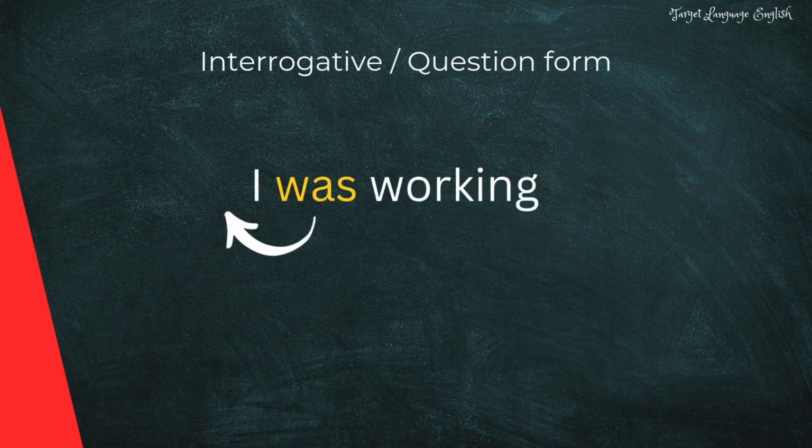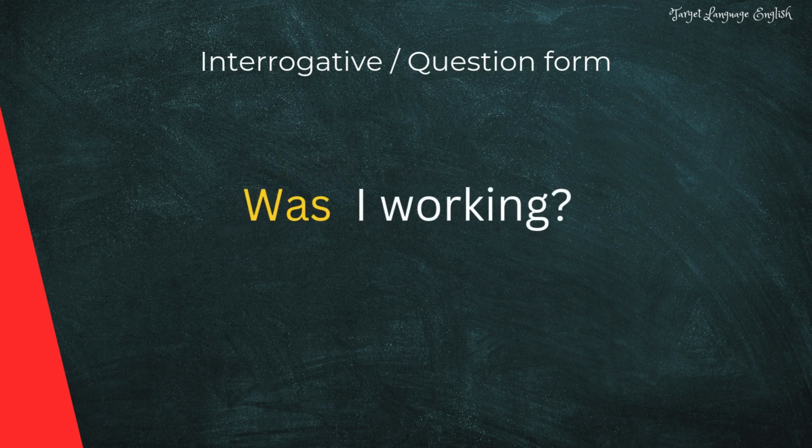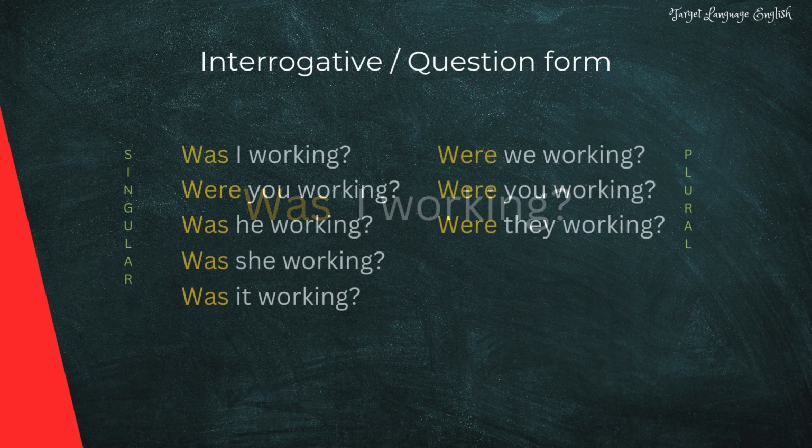To create the interrogative or the question form, we move the verb be in front of the subject. Singular, was I working? Were you working? Was he working? Was she working? Was it working? Plural, were we working? Were you working? Were they working?